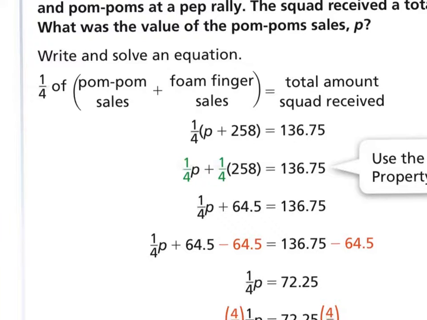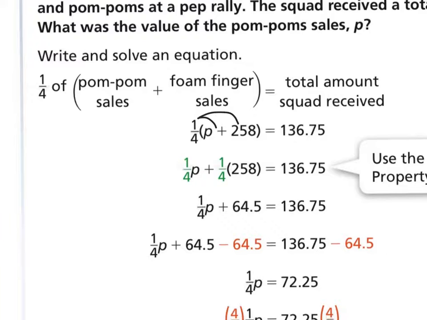So off of that equation, once we get that set up, if we're okay with that, the next step is distributing. The book actually shows it pretty well on this one. They showed it on the last one too; I didn't realize that. So we're distributing: 1/4 times P plus 1/4 times 258 equals 136.75.